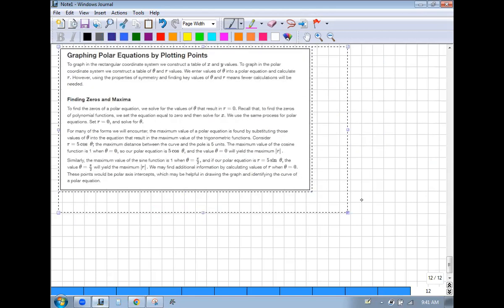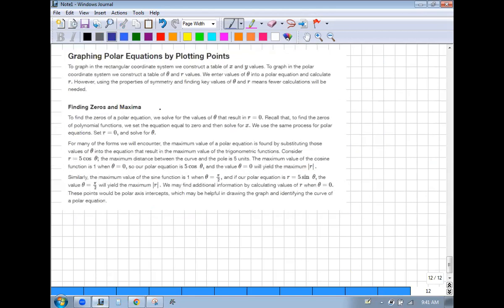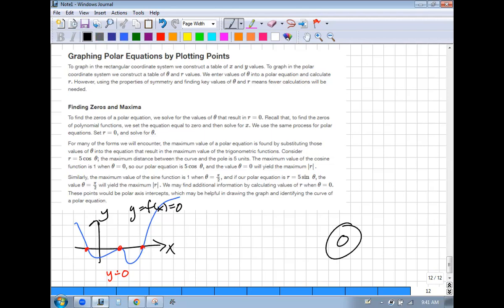Now, the other thing we want to do is find zeros and maxima, okay? Well, if you think about your XY coordinate system, you might have some kind of graph where you'd say, oh, hey, this is important, and this is important, right? That's where y equals 0. Those were the zeros of the function. Well, with r and theta, this is different, because that was y as a function of x, and we're setting it equal to 0. In our polar world, we're writing r as a function of theta.